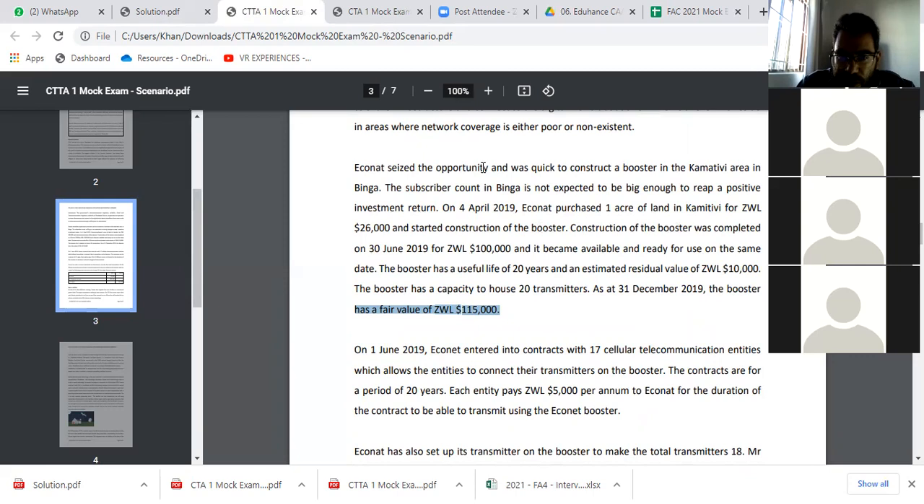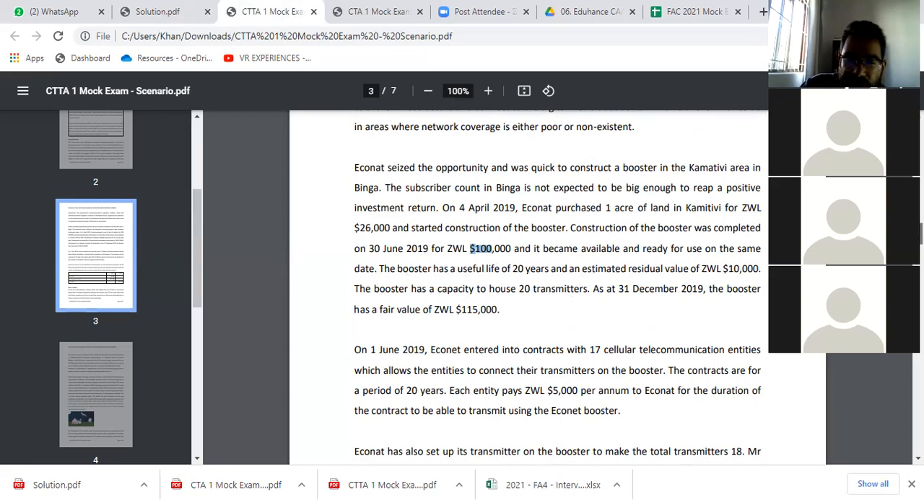So Econet sees an opportunity. On 4th, they bought 1 acre of land for 26,000 and started construction on the booster. Construction on the booster was completed for $100,000, and it became ready for use on the same date, 30th June. The booster has a useful life of 20 years and a residual value of 10,000.